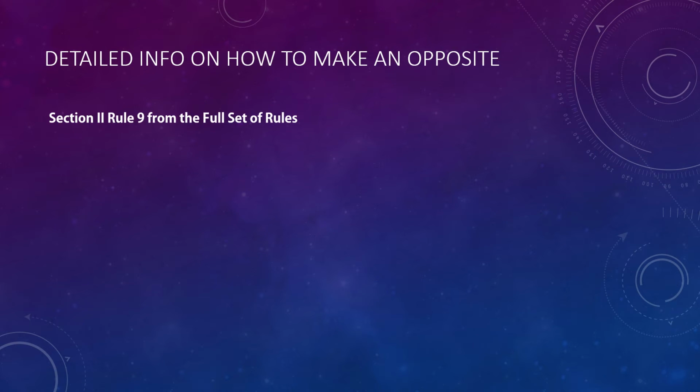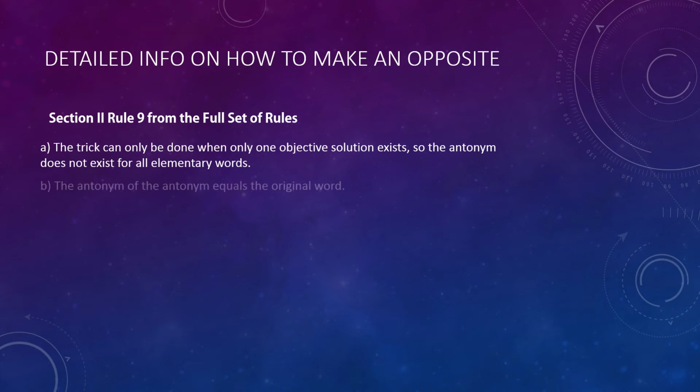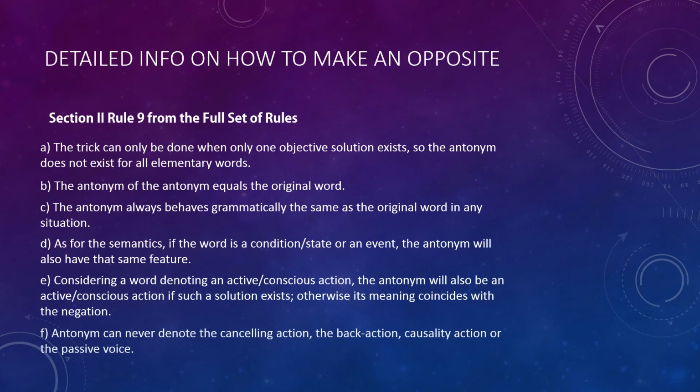here is the list of rules from section 2, rule 9, from the full set of rules, that you can just check out. This is a list of rules for how to make an opposite, and these rules will help you deal with that little percentage of cases when it's not obvious, especially with compound words. But okay, this list doesn't directly talk about the compound words. This list is about elementary words. So for beginners, you don't really need to use this list much, but if you're interested, you can take a look. So that's pretty much it.